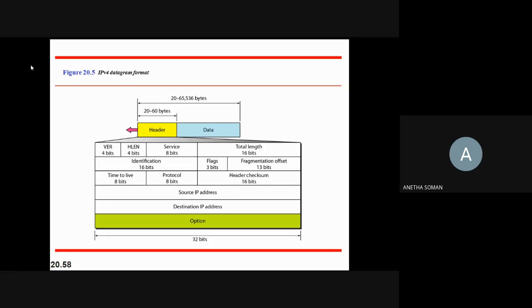Now, what is that field? It is included to ensure that datagrams do not circulate forever in the network.